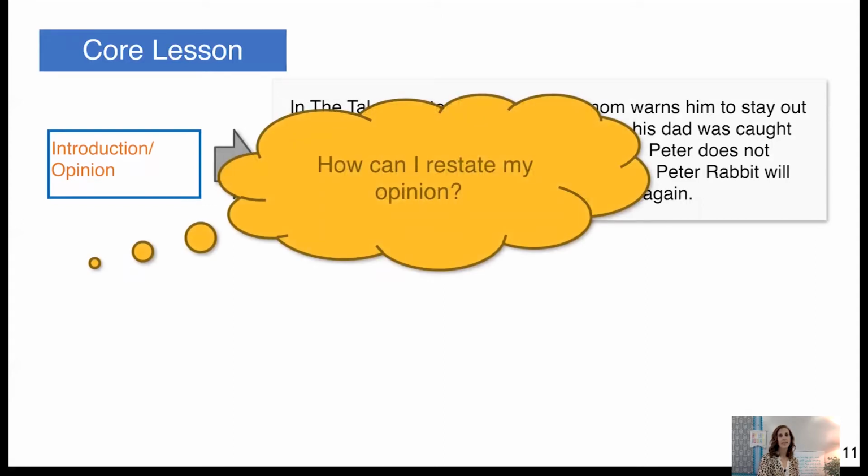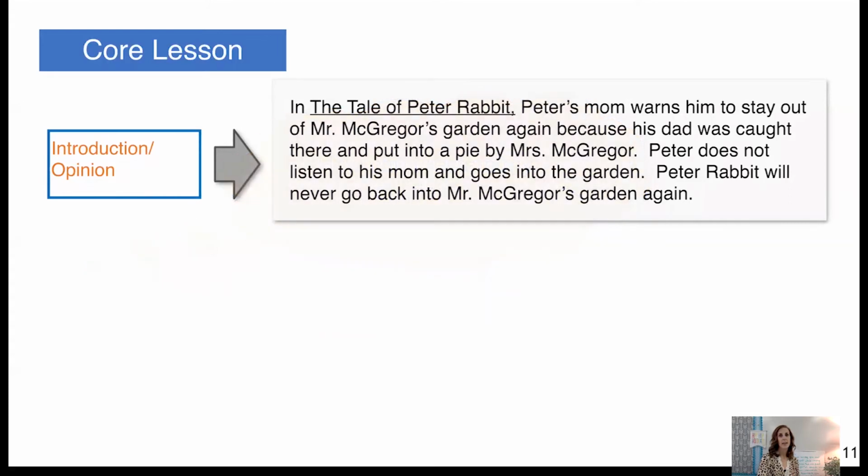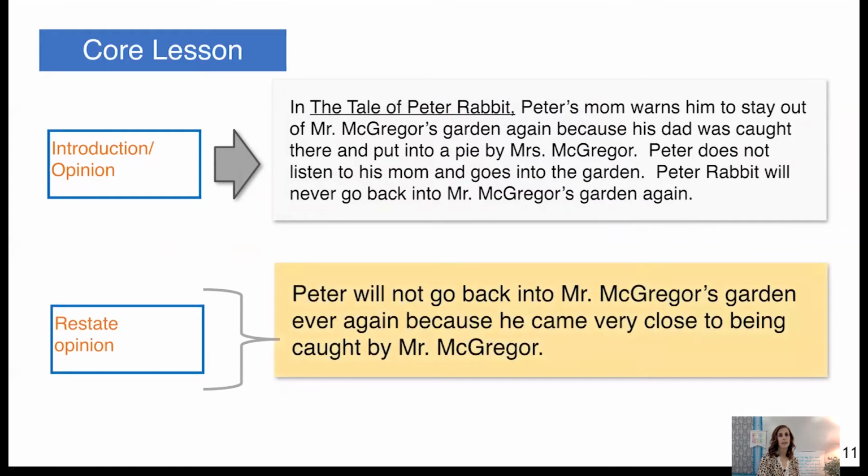So how can I restate it? Let me try to restate my opinion in this way. I want to just pull out what is mostly my opinion. Peter will not go back into Mr. McGregor's garden ever again because he came very close to being caught by Mr. McGregor.